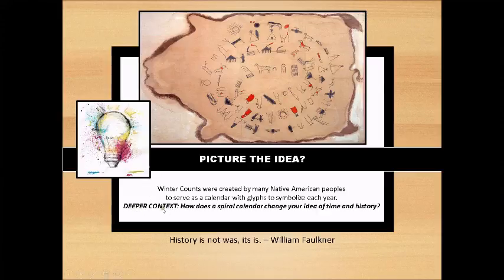Let's look at this context a little more deeply. One of the things I first noticed about the winter counts and the calendars and how they were arranged was that spiral format. We in the West have a very linear concept of time. The past is past, it's over, it's done. But this spiral format made me think of a line I remembered when I was reading a Faulkner novel where a character said, "History's not was, it's is."